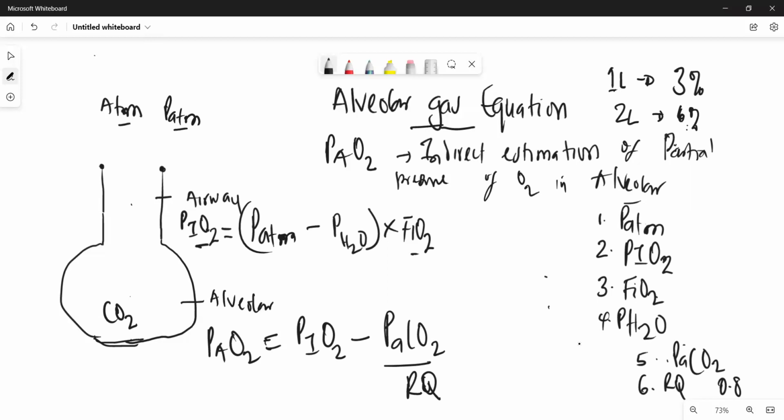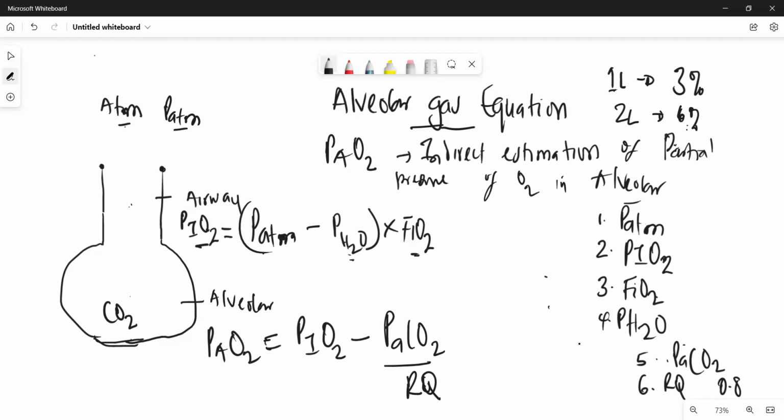So in summary, atmospheric pressure comes into the airway and is humidified. Humidification will further decrease the partial pressure of oxygen in the inspired air. So we have to remove the partial pressure of water from the atmospheric pressure, and we multiply by our FiO2, because not everything is oxygen, just 21% of it is oxygen. And that will give us the partial pressure of oxygen in the inspired gas.